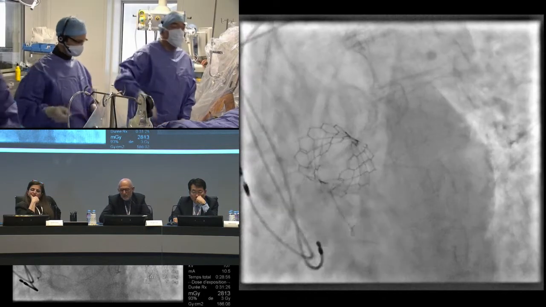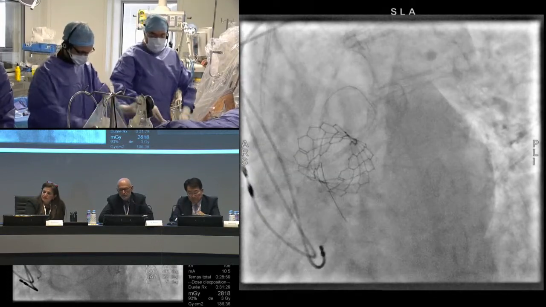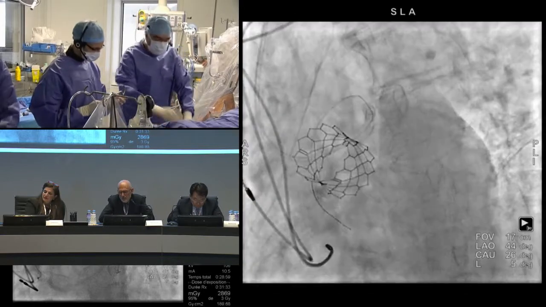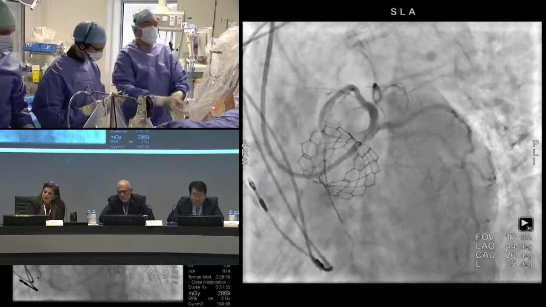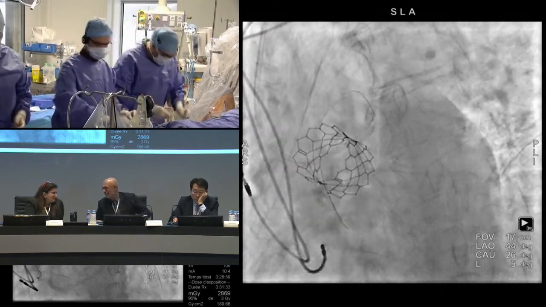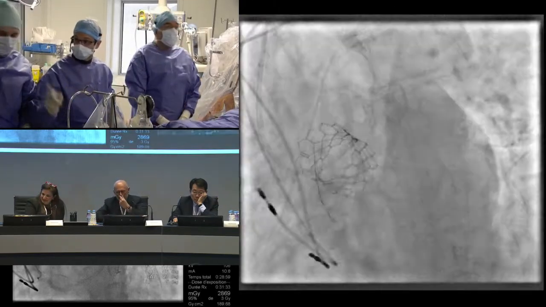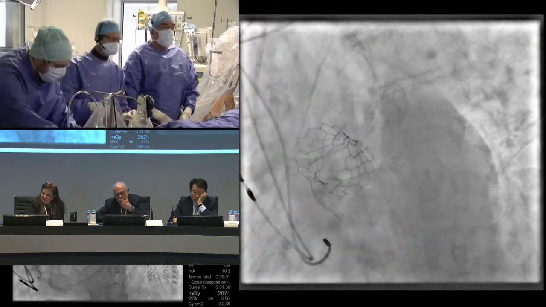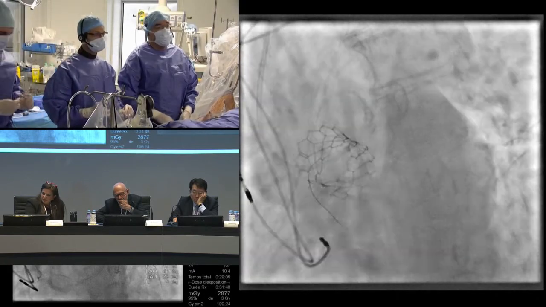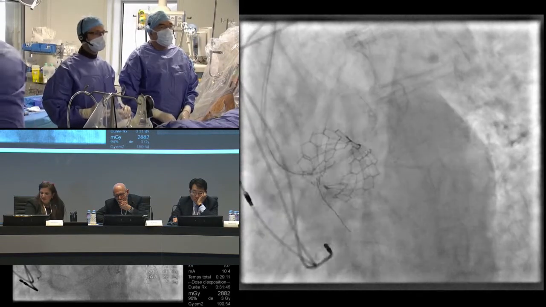Next step will be to advance the wire again, the BMW wire, back through the OM branch. This is not too good. Bad now. Beautiful. Back into the circumflex, exactly. And the good point is that the circumflex itself, or the second OM branch, is not too bad. The wire, the flow is good. Maybe it will not be necessary to place a third wire in the circumflex. We will see. At present time, it's not too bad.